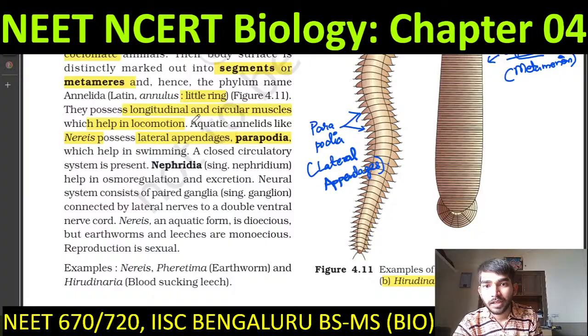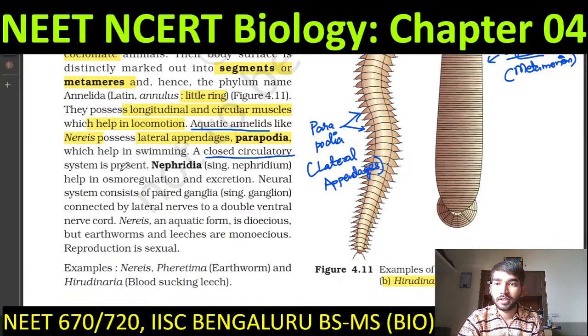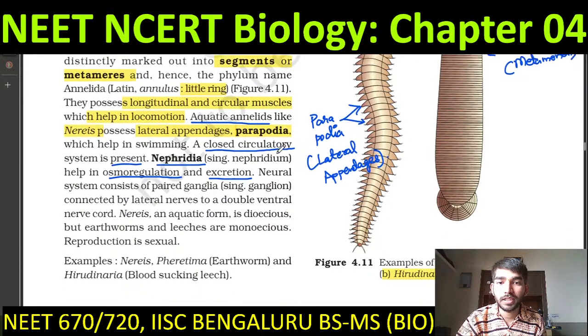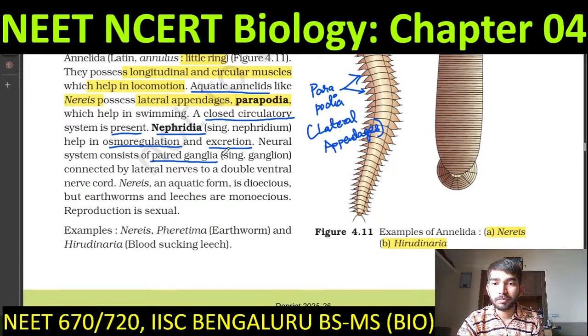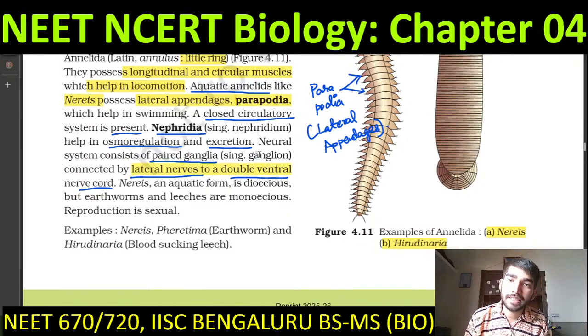This is seen in the aquatic annelids like Nereis, which help in swimming. A closed circulatory system again is present. Nephridia are present, which help in osmoregulation and excretion. So this you will see in the later chapters on excretory system as well. Neural system is also present, paired ganglia connected by lateral nerves to the double ventral nerve cord. So here the nerve cord is on the ventral side, meaning on the belly side, not on the back side. So this has a double ventral nerve cord. Later on, you will see as we evolve more and more, we will see single dorsal nerve cord.